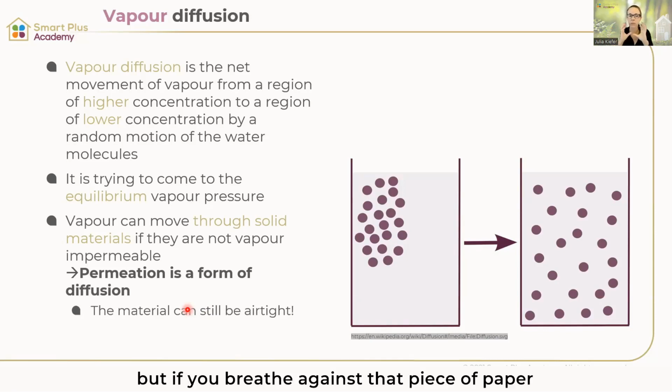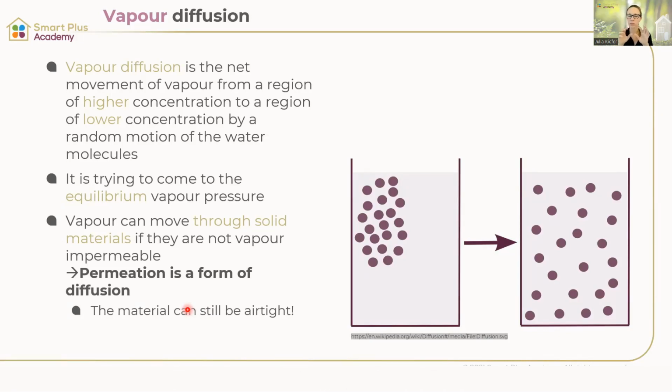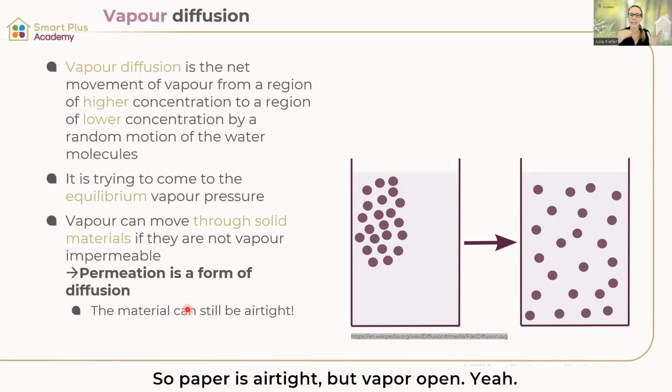But if you breathe against that piece of paper for long enough, then the moisture in your breath would go through that paper. It would make that paper wet, and that moisture would go through, and that is happening by diffusion. So paper is airtight, but vapor open. Yeah, so some materials have that characteristic, and that's what we also need to keep in mind.